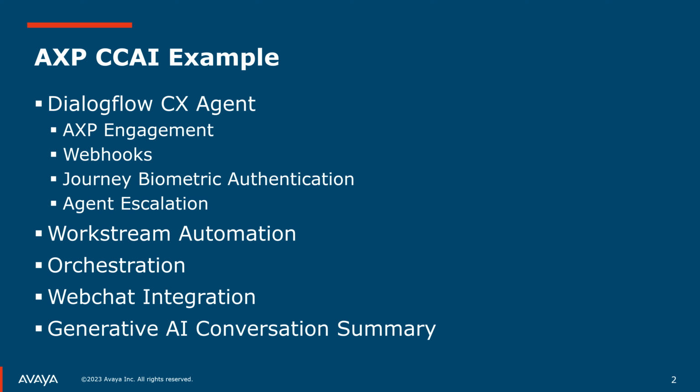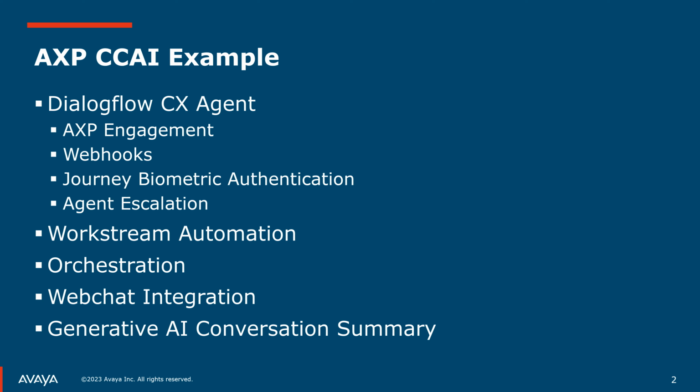This is a phony financial institution, but I want to make sure that the right people are getting access to their data. So I want to use Journey, and I'm going to do biometric authentication. I'll show you how I've integrated that into the CX agent. And then I'm going to show how this agent can go from Dialogflow into a live AXP agent with agent escalation. I then want to talk about workstream automation and how the CX agent can be added into AXP.